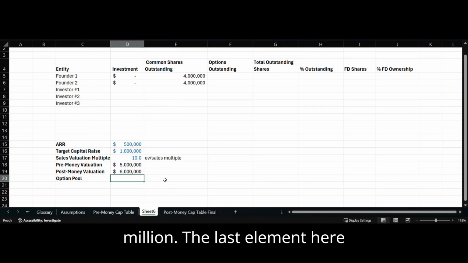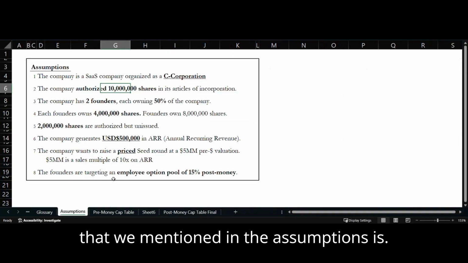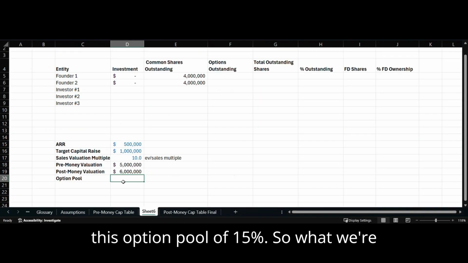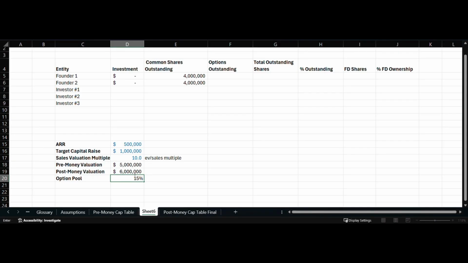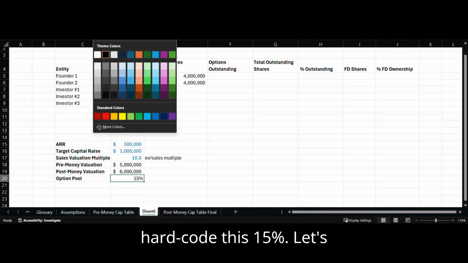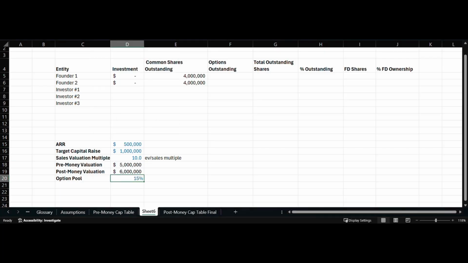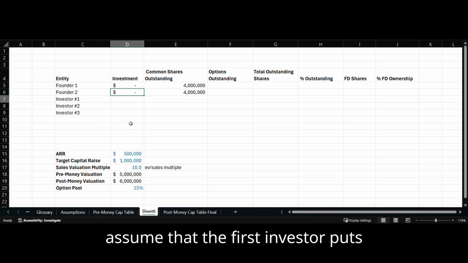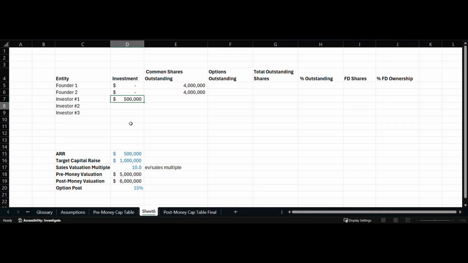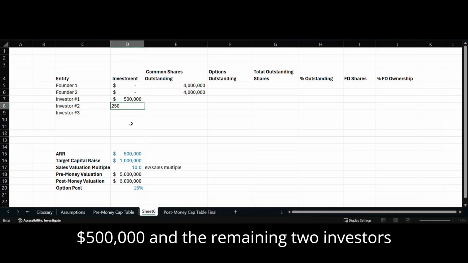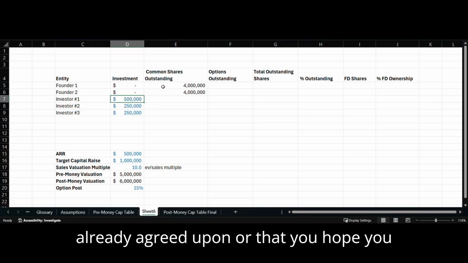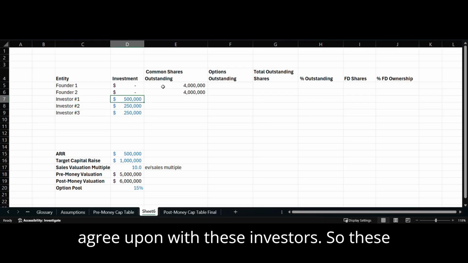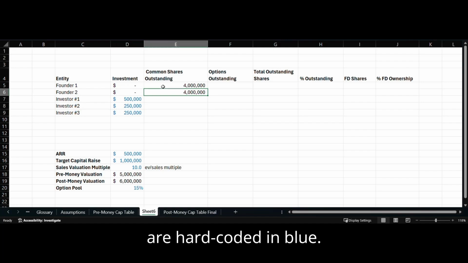The last element here that we mentioned in the assumptions is this option pool of 15%. So what we're going to do here is hard code this 15%. Let's assume that the first investor puts 500,000 and the remaining 2 investors put 250,000. These are hard-coded numbers. These are numbers that are already agreed upon, or that you hope you agree upon with these investors. So these are hard-coded in blue.